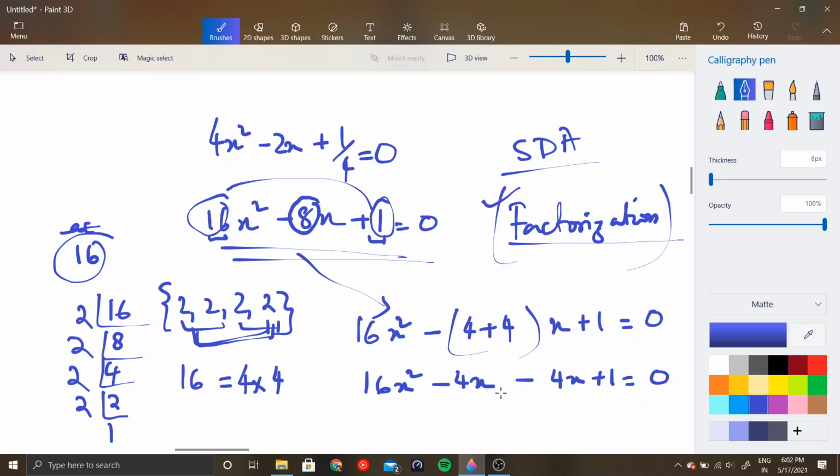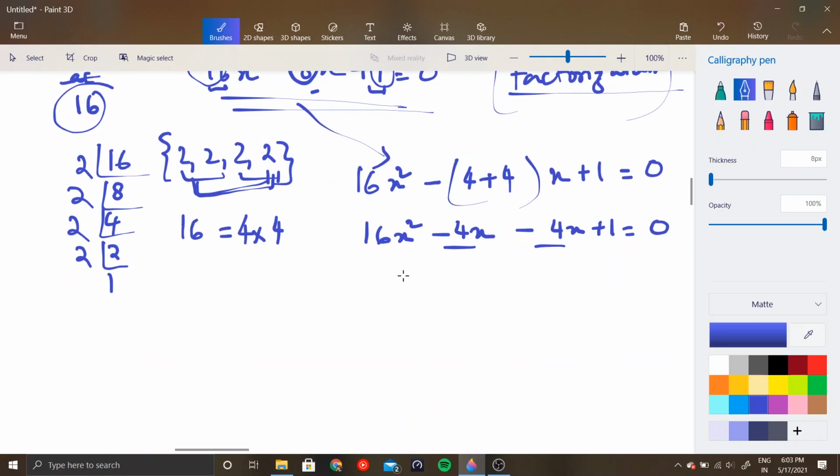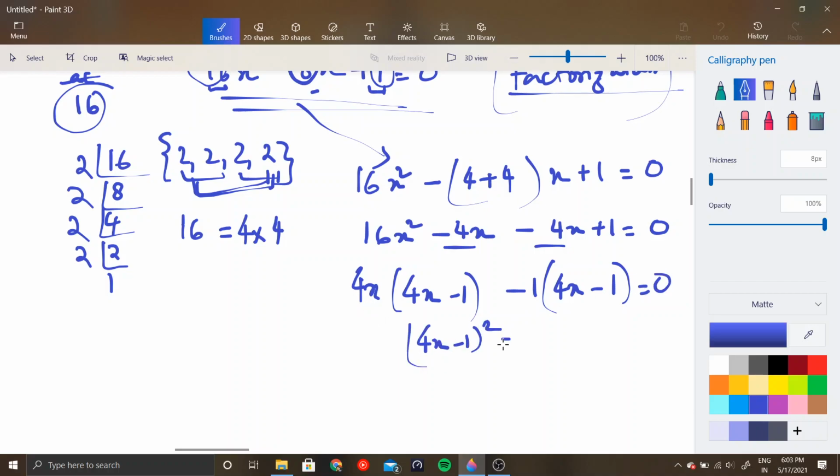Yeah? So minus 4 is minus 8, and minus 4 times minus 4 is plus 16, correct? So this is the factorization method. Now you can just simplify. You take 4x common from this, so this will be 4x minus 1, and you take minus 1 common here, you will get 4x minus 1 equal to 0. So it is basically 4x minus 1 squared equal to 0.